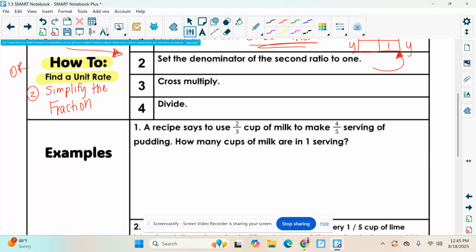Y'all like pudding? Chocolate pudding, vanilla pudding. Anybody like banana pudding? I like some banana pudding.